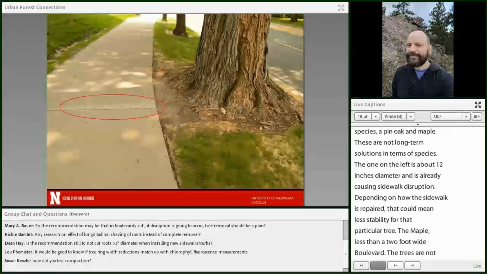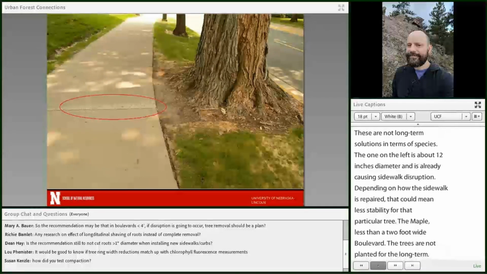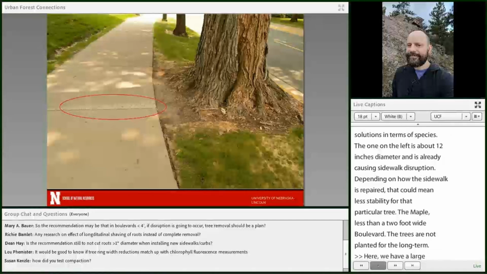Here, though, we do have a large American elm, and I would hate to tell anybody that you have to cut that down just because it lifted the sidewalk.